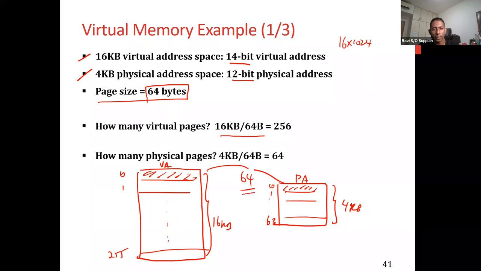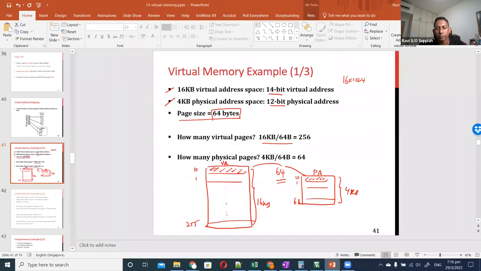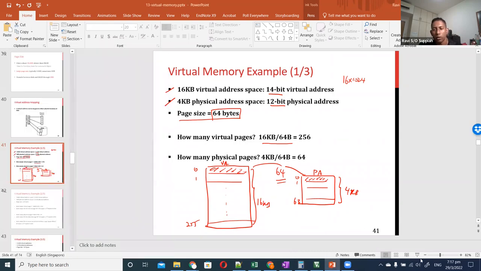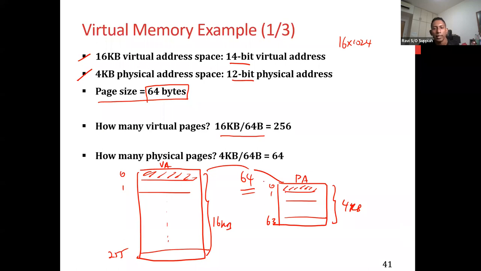Okay, so for 64 bytes, how many bits do I need to represent? You can use a calculator. You will see that 2 to the power of 6 gives me 64. If 2 to the power of 6 gives me 64, that means I need 6 bits to represent the 64 different locations within each page.